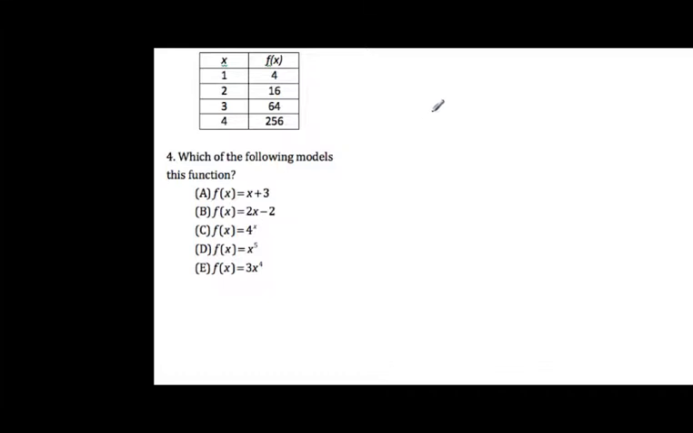Okay, which of the following models this function? So that means when we have x is 1, we need to get f of x is 4. When x is 2, we need to get f of x is 16, and so on. So let's see. When x is equal to 1 here, we get f of x equals 4. So that's good. Let's keep testing them out.